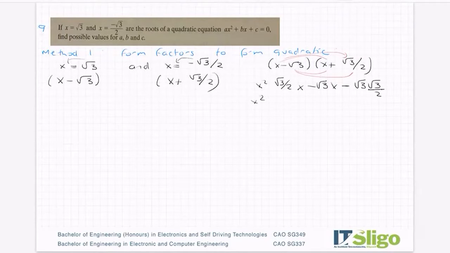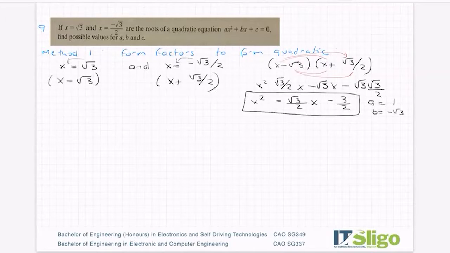So x squared is x squared. I have hit the fraction button and on the top root 3 over 2 minus root 3, and I get minus root 3 over 2x, and then I have root 3 multiplied by, hit the fraction button, root 3 over 2, and I'm getting minus 3 over 2. And there's my quadratic. So a is 1, b is equal to minus root 3 over 2, and c is minus 3 over 2.